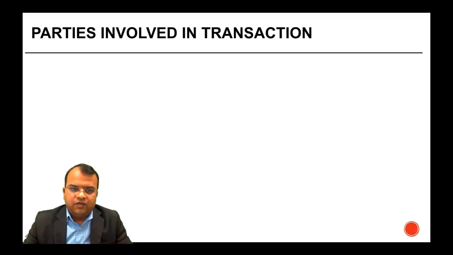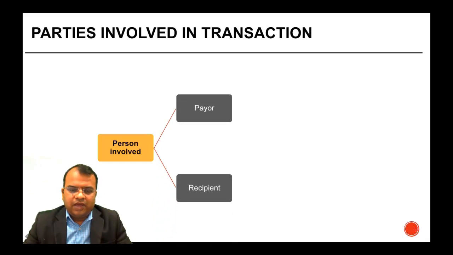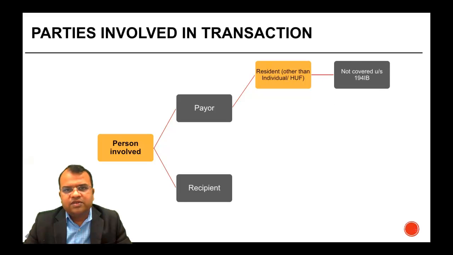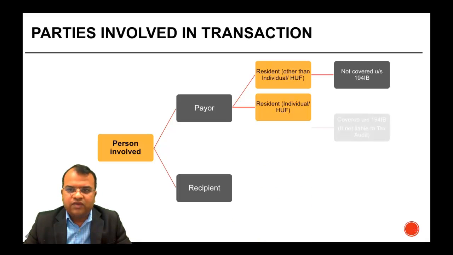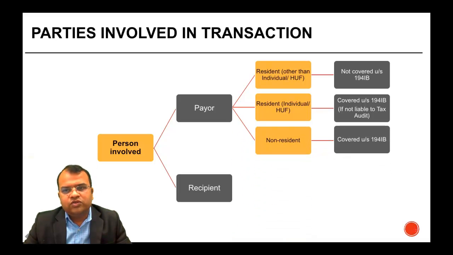So which are the parties which are involved in this section? There could be a payer and there is a recipient. The payer can be a person who is a resident but who is other than an individual and HUF. Such persons are not covered under section 194 IB. A resident who is an individual or HUF is covered under section 194 IB provided they are not liable to tax audit. And a non-resident payer is also covered under section 194 IB.